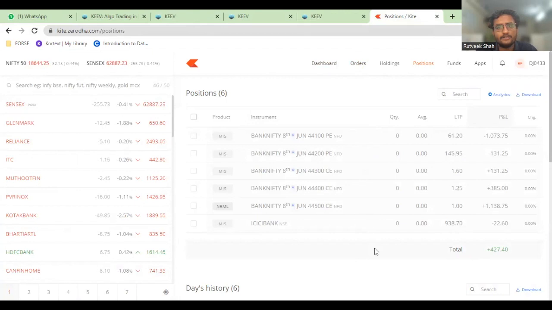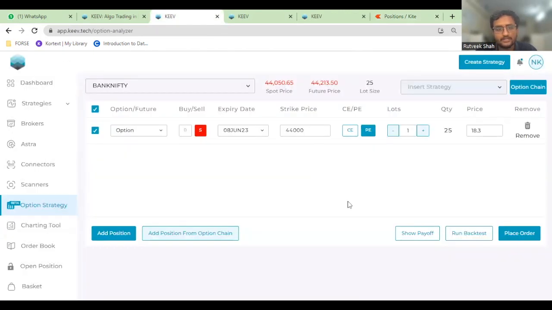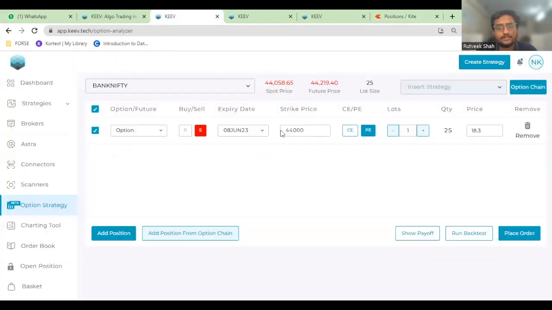And the 44,000 put is trading at around 20. We'll sell that position because 44,000 is an important support level. As you can see, we executed this trade around 19, and it is currently trading around 16. We'll keep a check on the price from the chart here.